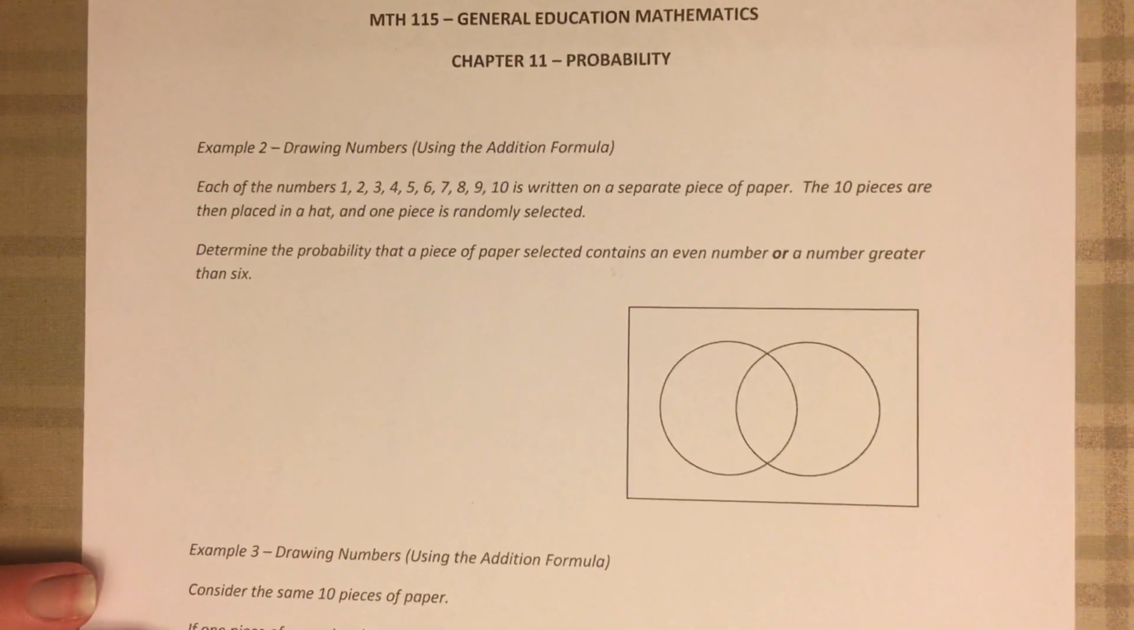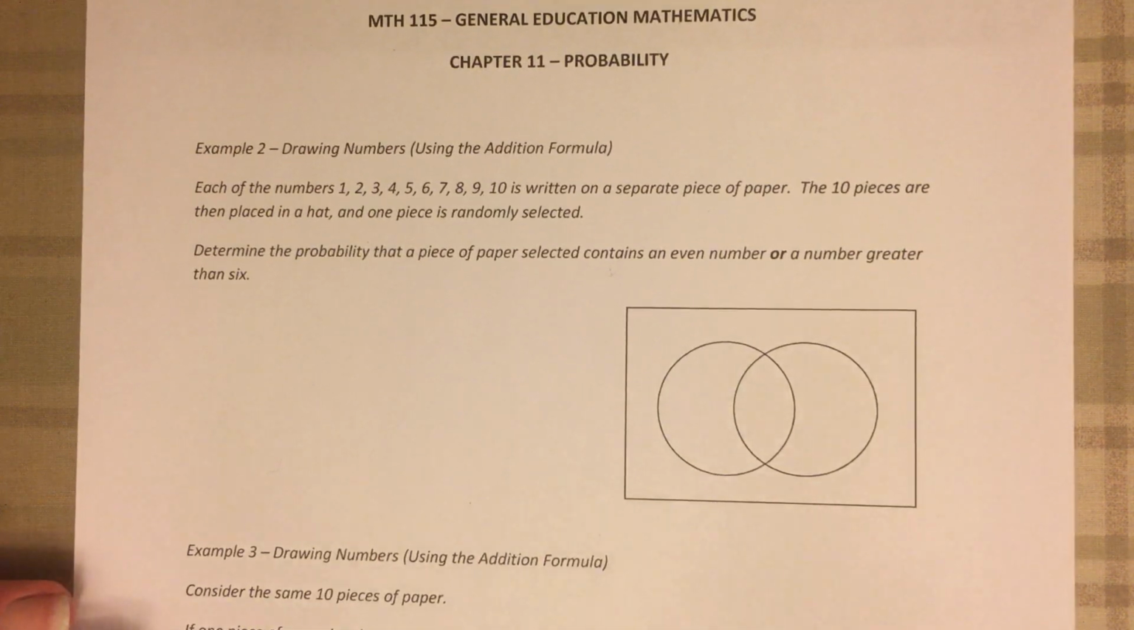Next couple of examples we're going to walk through using Venn diagrams as well. In this next one, each of the numbers 1 through 10 are written on separate pieces of paper. The 10 pieces are then placed into a hat and 1 piece is randomly selected. Determine the probability that the piece of paper selected contains an even number or a number greater than 6. So let's start with our even numbers, and then we'll look at our numbers greater than 6.